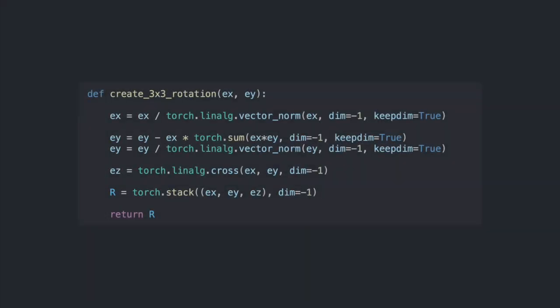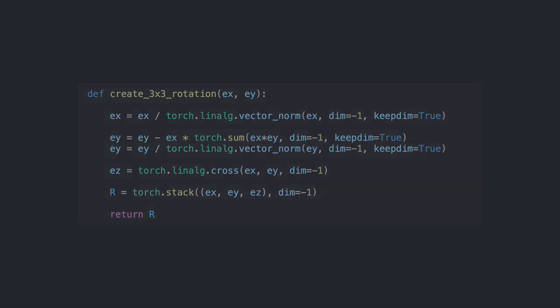First, we normalize ex. Then we subtract ex scaled by the dot product of the two from ey. Ey is normalized, and afterwards we calculate ez as the cross product of ex and ey. Finally, we stack the three vectors as columns in a matrix. There's one important consequence of this construction, and it's about the rotation's inverse.